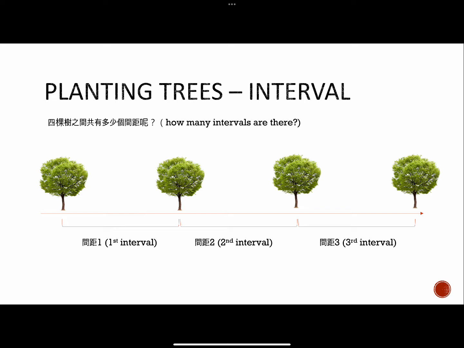The first interval is the distance between the first and the second tree. And the distance between the second and the third tree represents the second interval. And then the third interval is the distance between the third tree and the fourth tree. Therefore, there are only 3 intervals among 4 trees. Do you understand now?